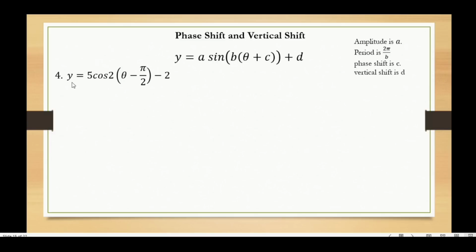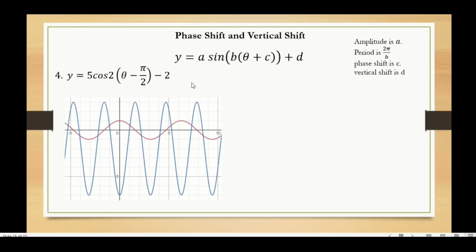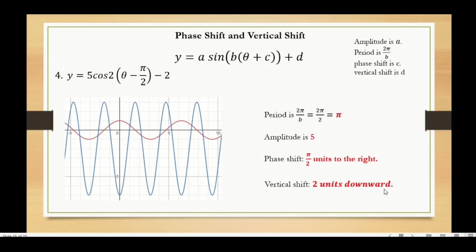Okay, for number 4, y is equal to 5 times cosine 2 times the quantity of theta minus pi over 2, minus 2. Gamit yung Desmos, ito yung graph na makukuha natin. Yung period natin dito, since 2 yung b natin, 2 pi over 2, so the answer is pi. And then the amplitude is 5. And then, the phase shift, magmumove siya ng pi over 2 units to the right, since negative yun dyan. And then, yung vertical shift natin, since negative 2, magmumove siya ng 2 units downward.